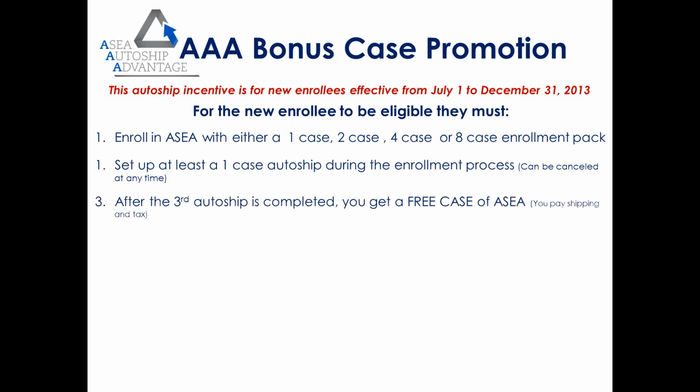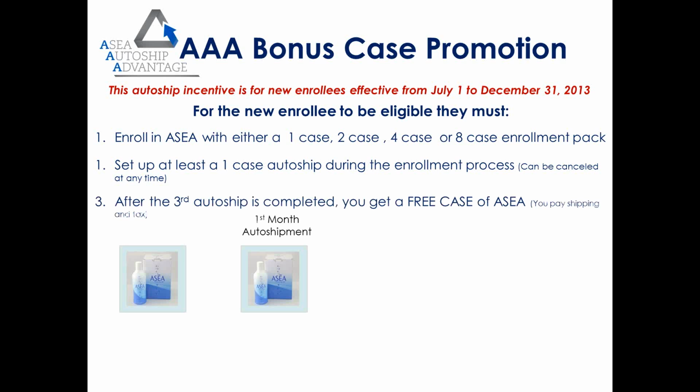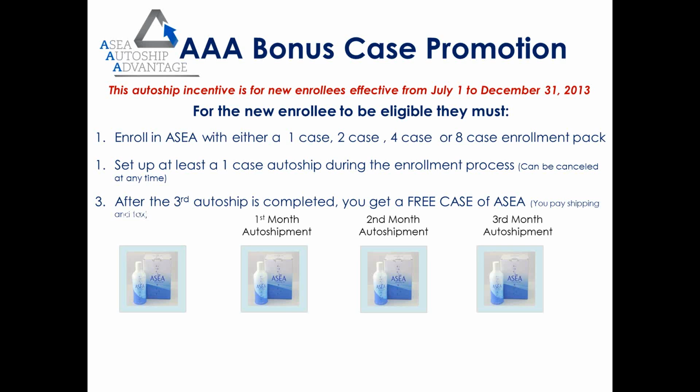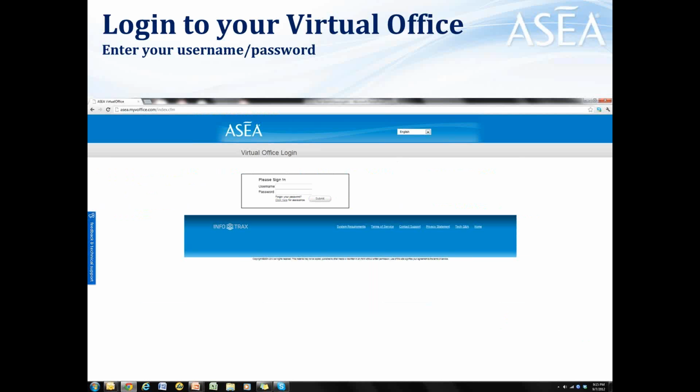And then after the 3rd auto ship's completed, they get a free case of ASEA. They do pay for shipping and tax, but basically the company's giving them the case for free. So again, you enroll, then the 1st month auto ship processes, the 2nd month processes, the 3rd month processes, boom, free case of ASEA. Okay, absolutely fantastic.